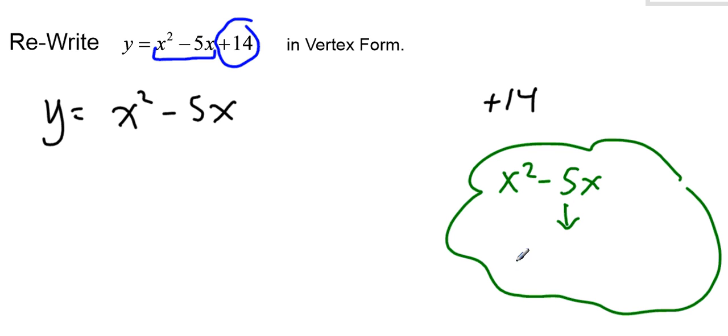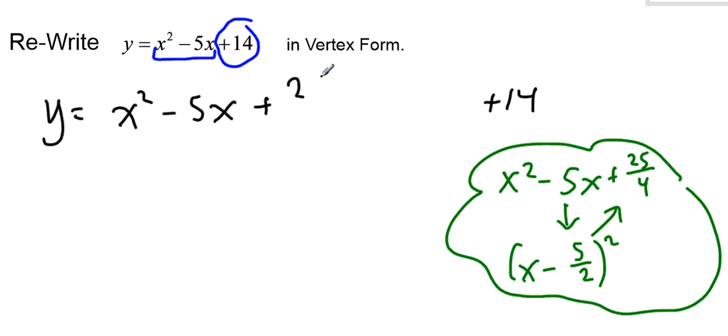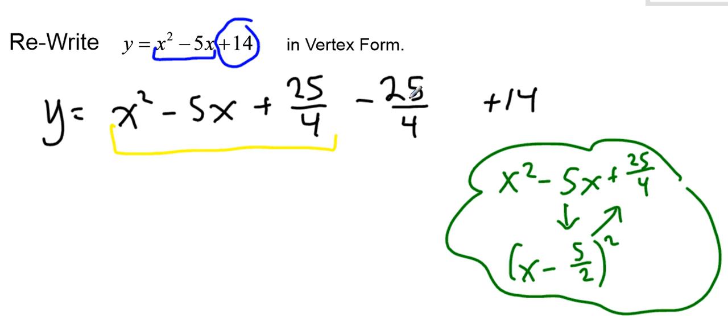So take half of negative 5. Half of negative 5 is negative 5 over 2. Square that, and I get 5 squared over 2 squared, which is 25 over 4. So we're going to add 25 over 4, but again, I can't add it unless I also subtract it. So here's my perfect square trinomial, and here's the stuff I'll deal with later.